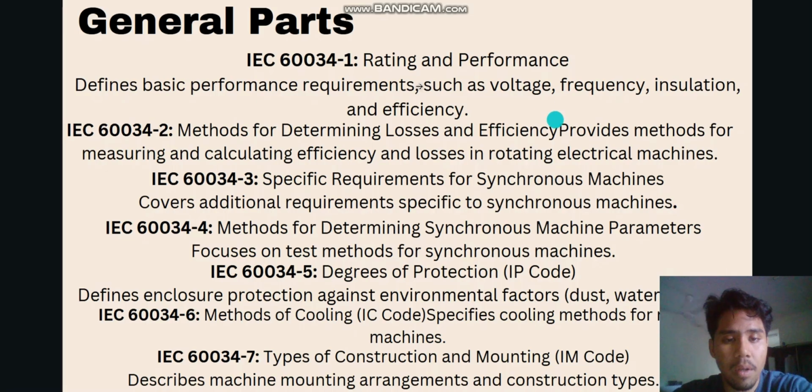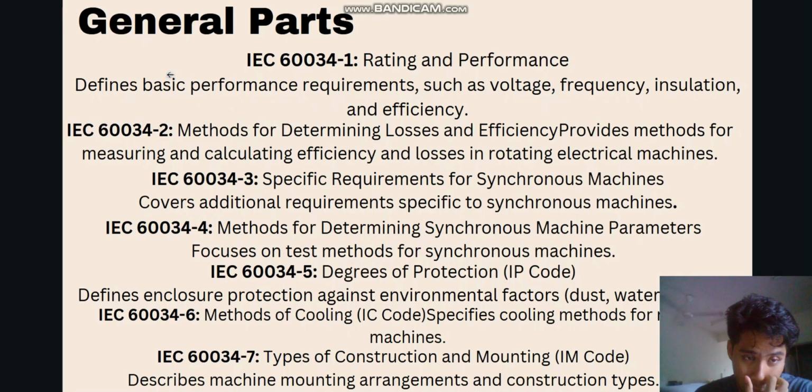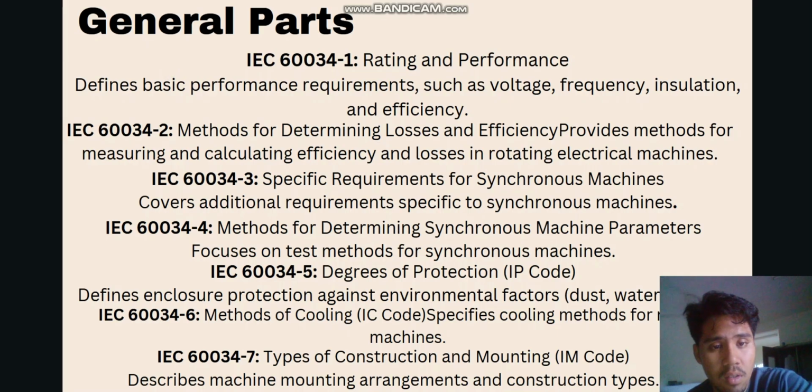We go to the general parts. First, IEC 60034-1 covers rating and performance. It defines basic performance requirements such as voltage, frequency, insulation, and efficiency. For general part 2, IEC 60034-2 covers methods for determining losses and efficiency. It provides methods for measuring and calculating efficiency and losses in rotating electrical machines.